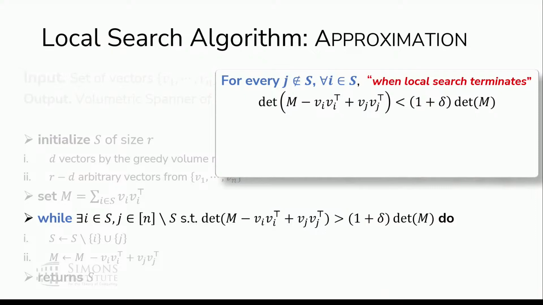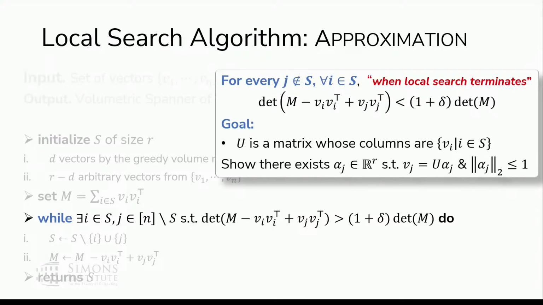Then I know that for every j that is not in the spanner, I cannot swap it with anyone in the spanner and improve the determinant by 1 plus delta. But my goal is to show that if I look at the matrix U whose columns are vectors in S, then for any vector Vj, there exists a coefficient vector alpha j such that U alpha j is equal to Vj, and the L2 norm of alpha j is less than 1. And this is my goal.